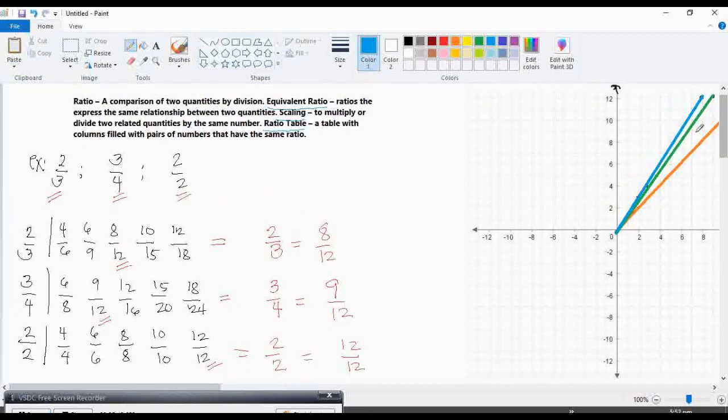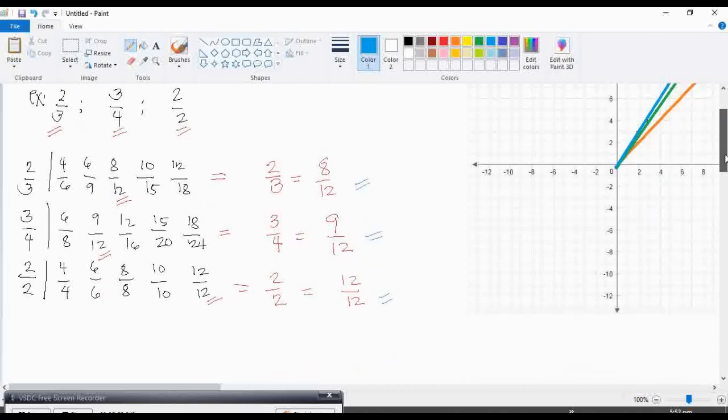Example here. You have 2/3, 3/4, and 2/2. You can simply put the numbers in a ratio table by finding the equivalent ratio that they may have. Now, after finding the equivalent ratio for each number, find the numbers that they have in common. So all of the numbers have 12 in the denominator. That is the number that you can use in the graph.